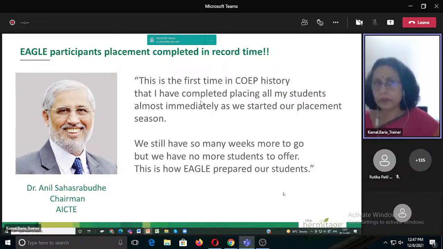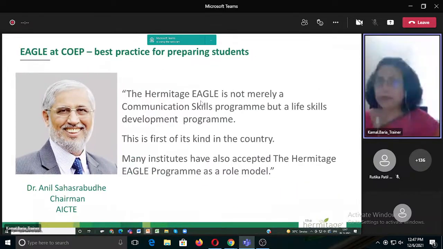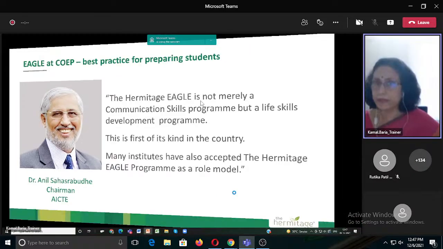And Dr. Sahasrabudhe was constantly involved in the program as well. He also went on to clarify that Eagle is not just a communication skills program. It's a life skill development program, and it's the first of its kind in the country. Many in other colleges and institutes had started approaching COEP, and he felt that the program had become a role model for the colleges. It was amongst the best practices that he used to keep sharing at CII and at the college meets as well.